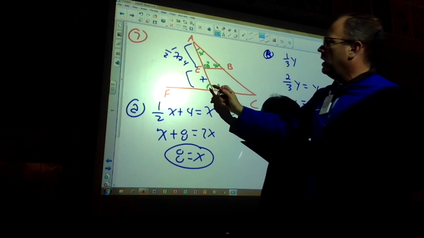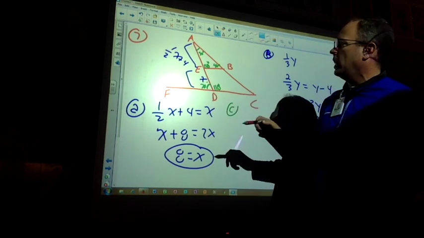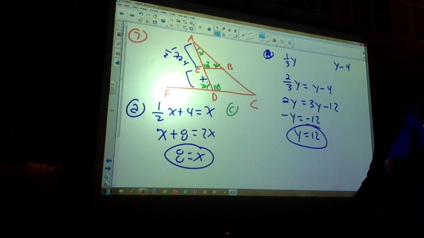So that means that this one would have to be 70, because if I add the two together, they have to equal 180. And that is about all I got for you right now.